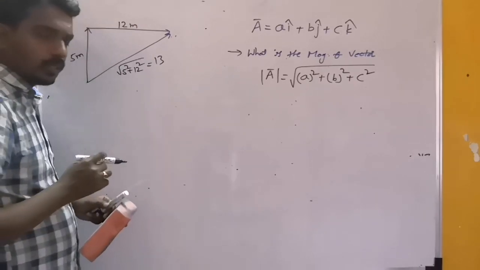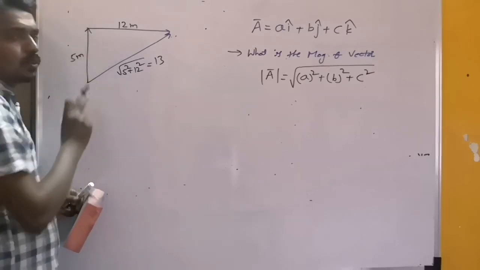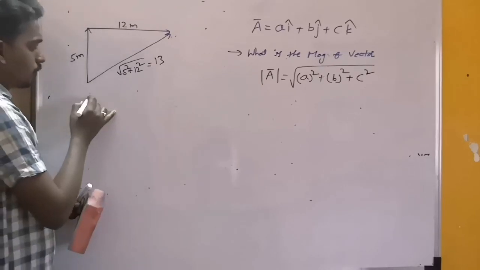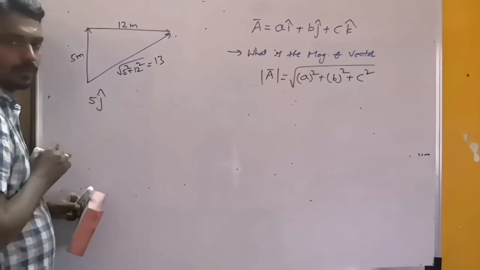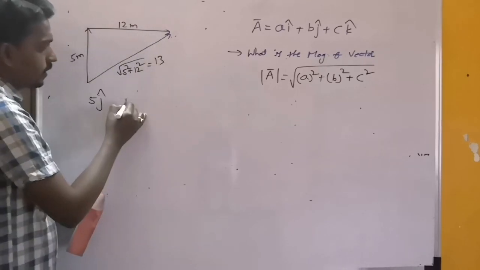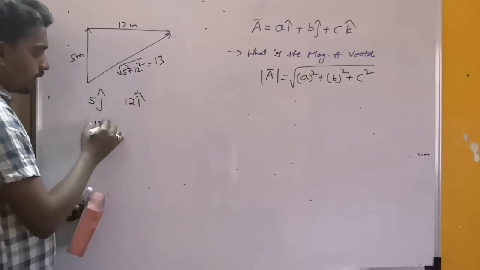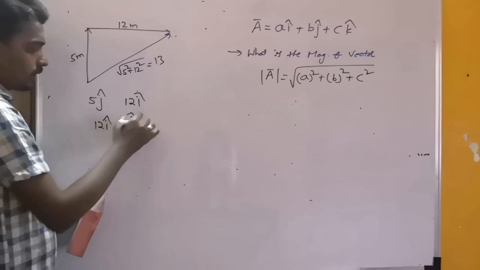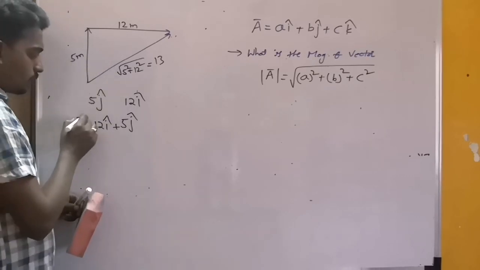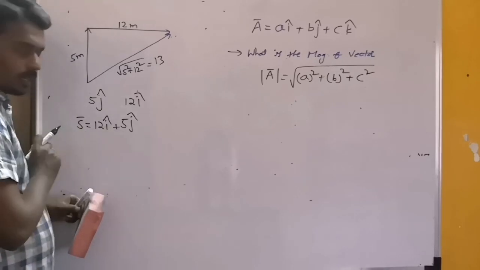But the same question, you can take the help of vectors. First the particle travelled towards north. North means what I said? Y direction, j cap. So first displacement is 5 j cap. The next displacement is 12 meter along east. East is x-axis. So 12 i cap. So the total displacement is 12 i cap plus 5 j cap. This is the total displacement. Let's take S bar. Now we got the displacement in the form of vectors.